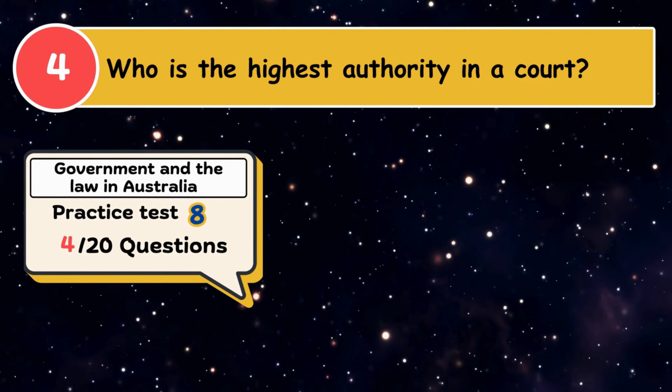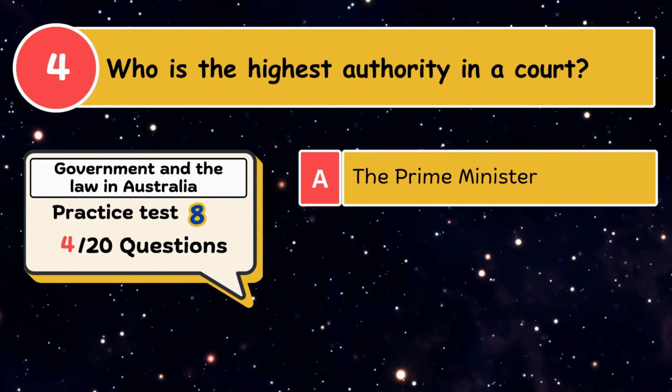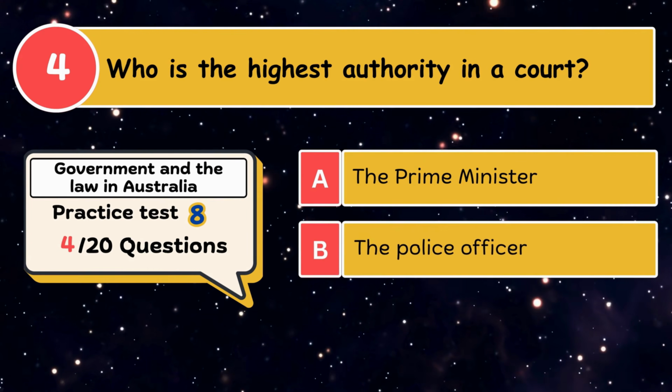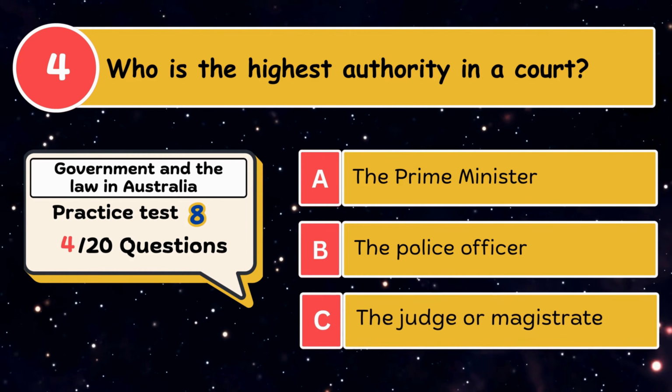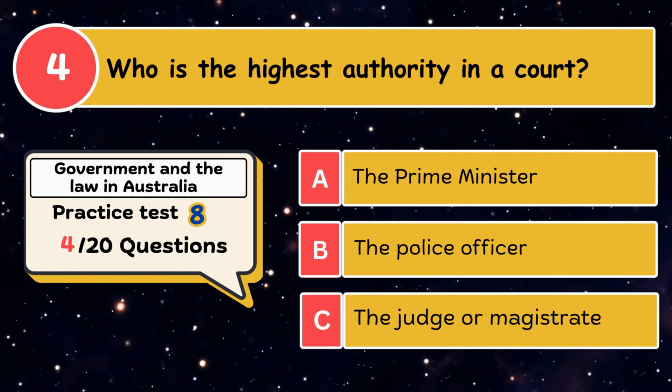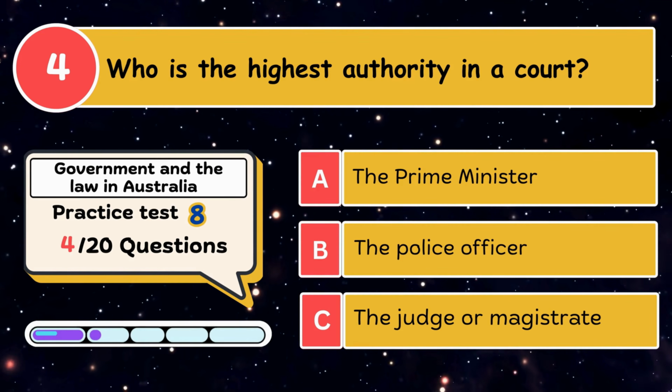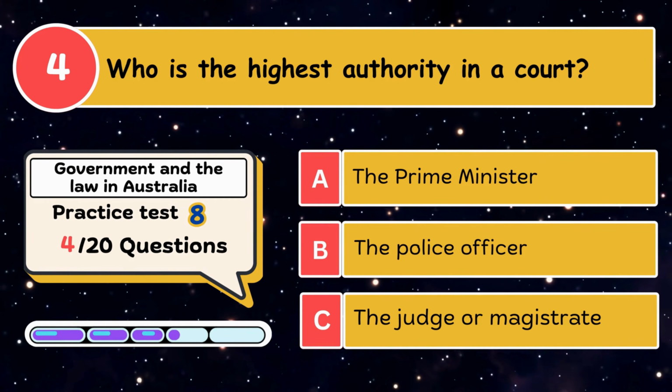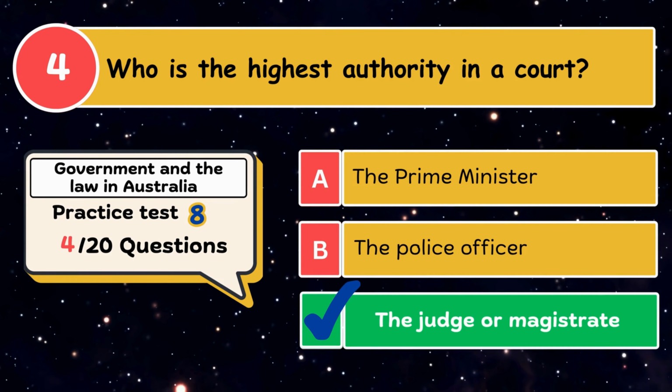Who is the highest authority in a court? A. The Prime Minister. B. The police officer. C. The judge or magistrate. The correct answer is the judge or magistrate.